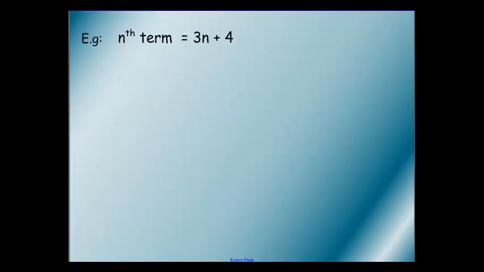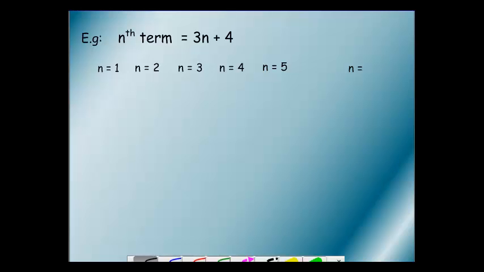So for example here, the nth term of this particular sequence is 3n plus 4. Now in order to work out what the first term is, we need to let n equal 1. To work out the second term, we let n equal 2. The third term, n is 3, fourth term, n is 4, and so on. If I also wanted to work out the 100th term, what would n be? Well, n would be 100 to work out the 100th term.